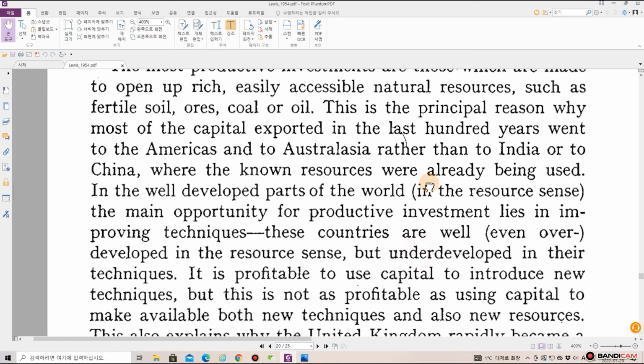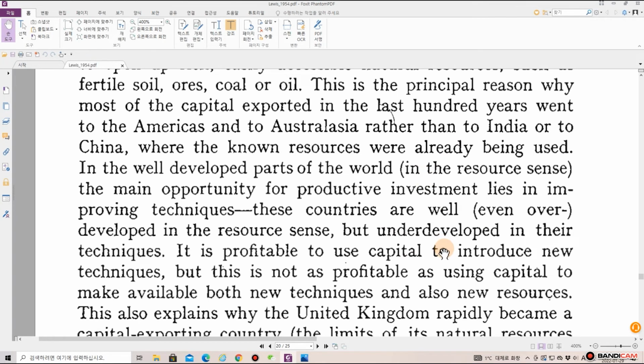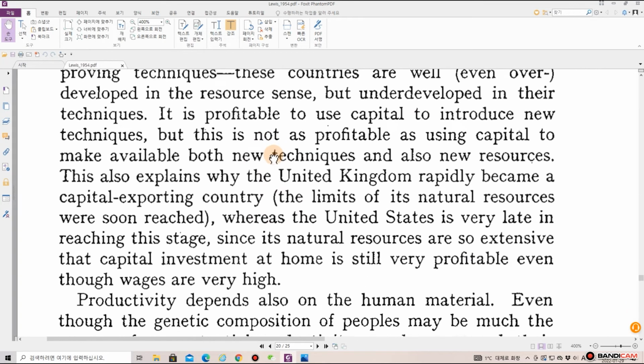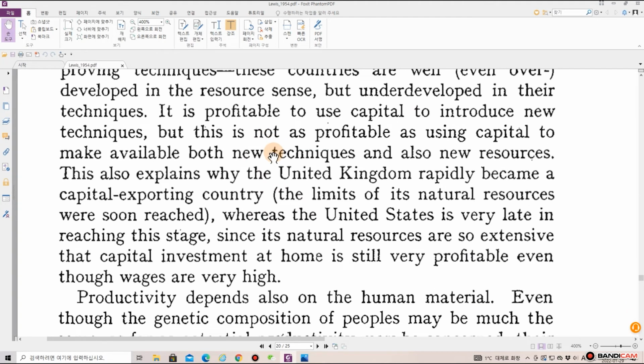In the well-developed parts of the world, in the resource sense, the main opportunity for productive investment lies in improving techniques. These countries are well, even overdeveloped in the resources sense, but underdeveloped in their techniques. It is profitable to use capital to introduce new techniques. But this is not as profitable as using capital to make available both new techniques and also new resources. This also explains why the United Kingdom rapidly became a capital exporting country.